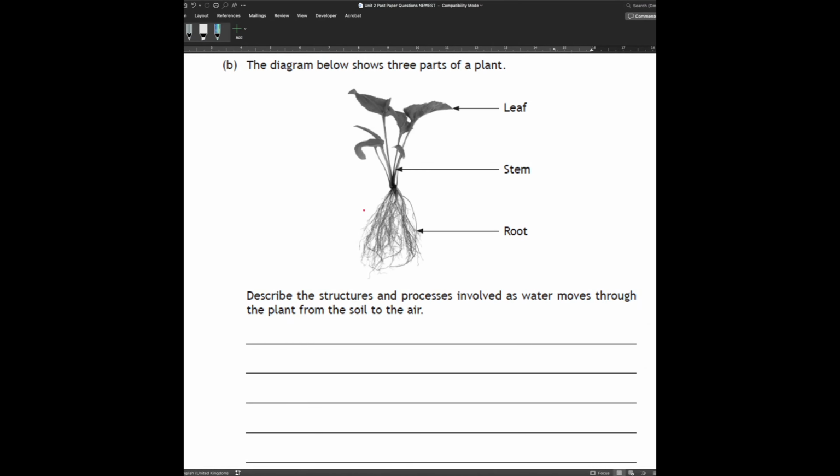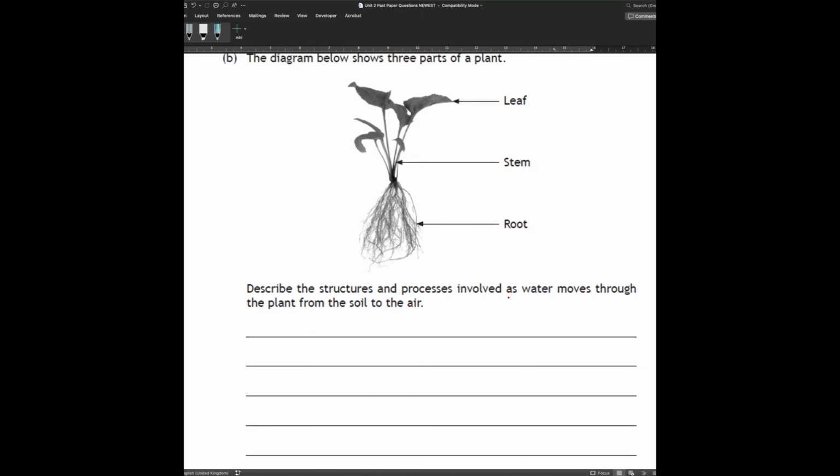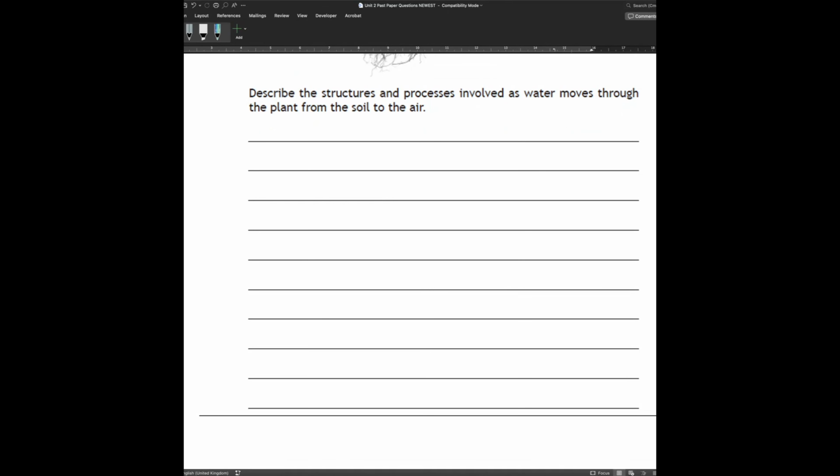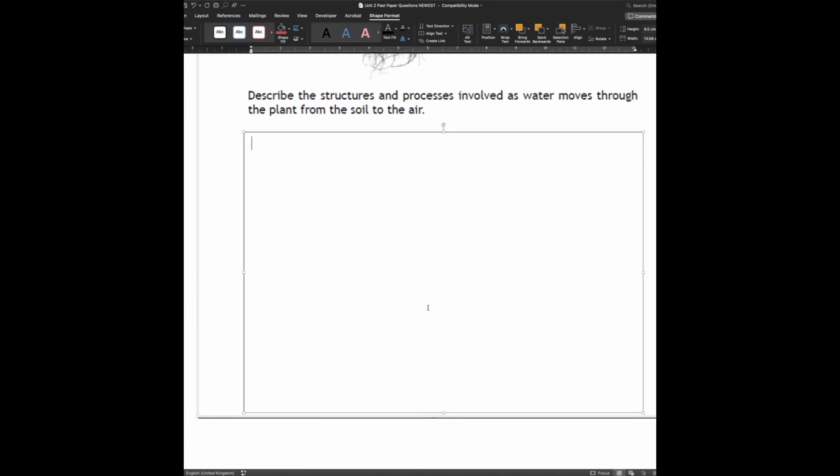It says, the diagram below shows 3 parts of a plant. Describe the structures and processes involved as water moves through the plant from the soil to the air. Now, this is a 3-mark question, so it's well worth making sure that we write down as much as we can for this. Not just writing down what happens in transpiration, but also the processes involved.